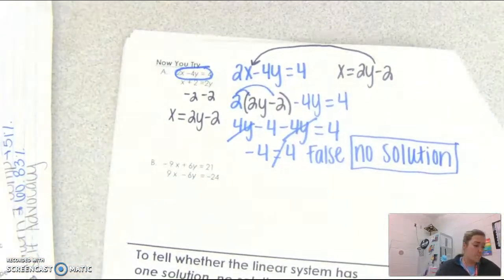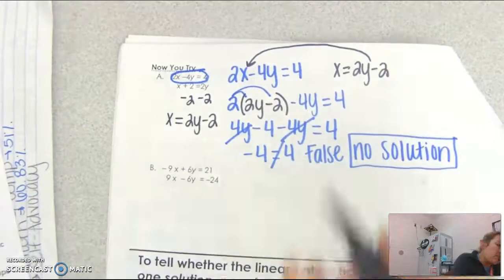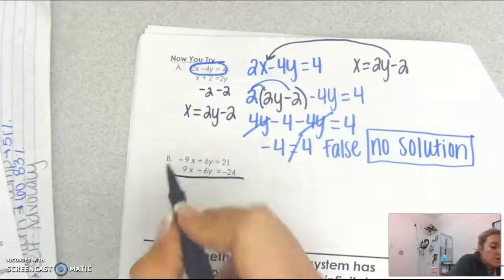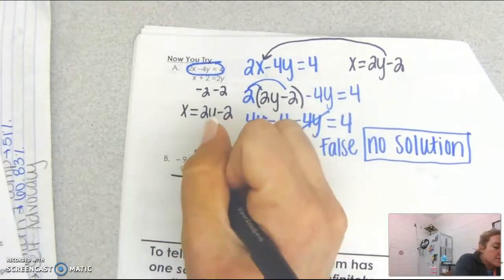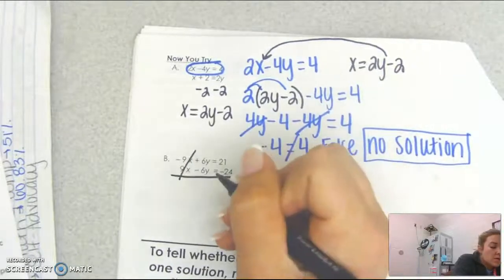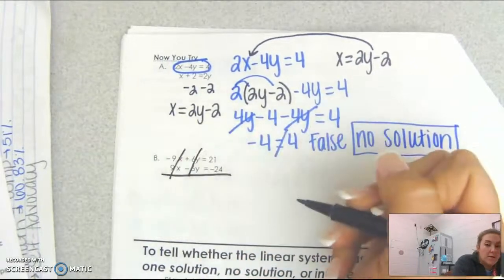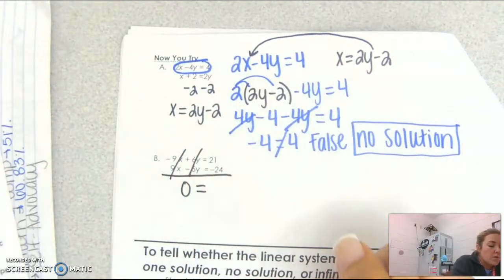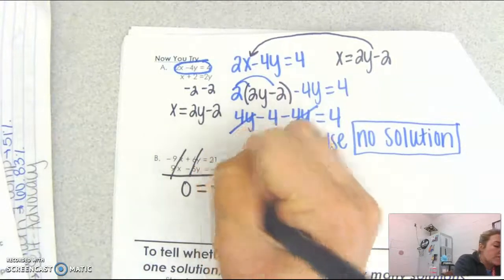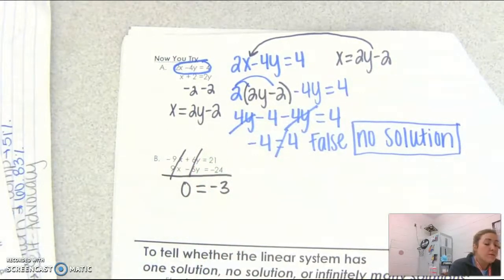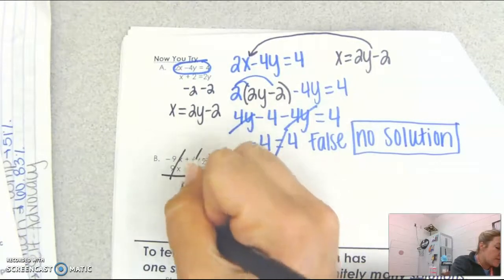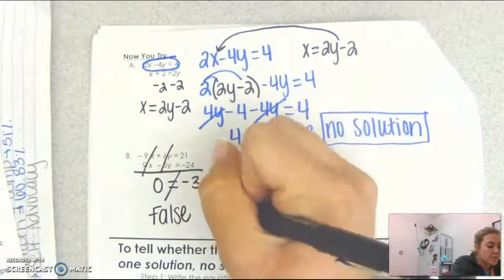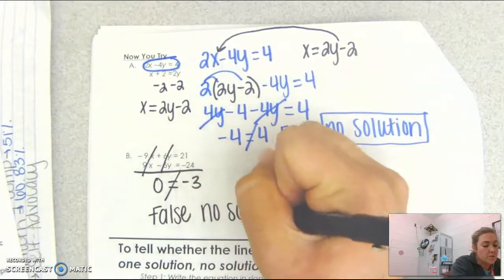Okay, let's try this bottom one. So this is an elimination problem. So I want to combine like terms down. Negative 9x plus 9x is 0. Those will cancel. 6y minus 6y is 0. Those will cancel. So I'm left with 0 on the left side. 21 minus 24 is negative 3. 0 does not equal negative 3, so that again is false. And if we write false, our answer is no solution.